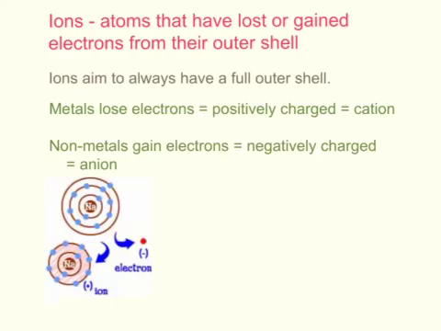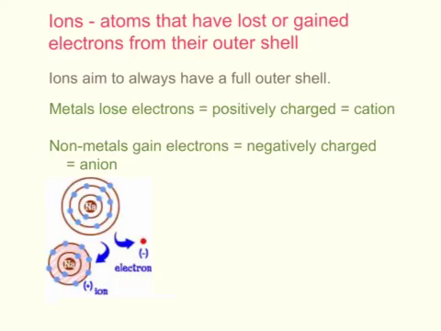Video number 2 for chemistry revision will cover ions, ionic compounds and covalent compounds. An ion is an atom that has lost or gained electrons from their outer shell. They lose or gain electrons so that they can have a full outer shell.